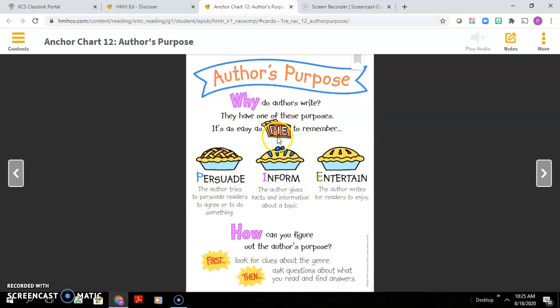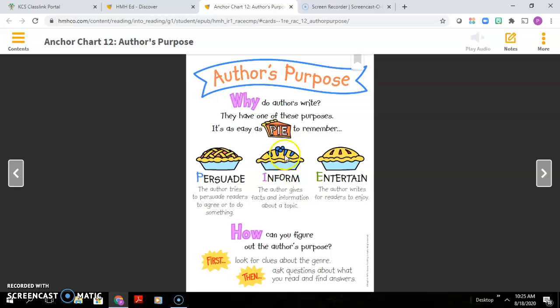The I in pie stands for inform. An author gives facts and information about a topic when they're trying to inform you. In this kind of book, an author might tell you facts about apples. Maybe an author would write about different kinds of apples that grow in Tennessee, or the kinds of apples that you can use to make an apple pie. An author might even write a biography about Johnny Appleseed, a true story about him and his life. Those are your nonfiction books.